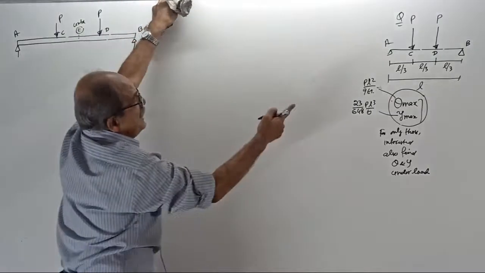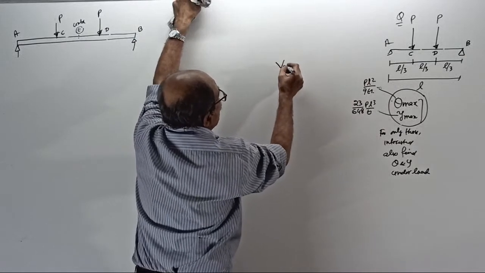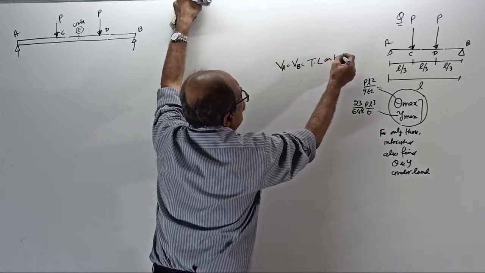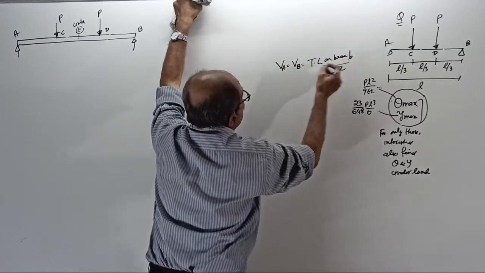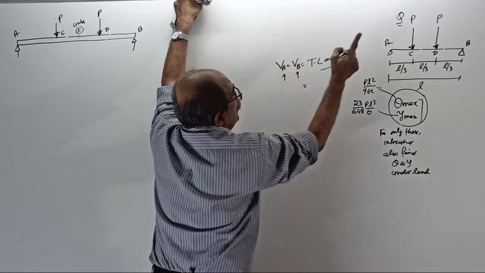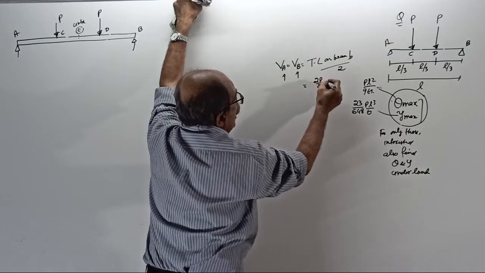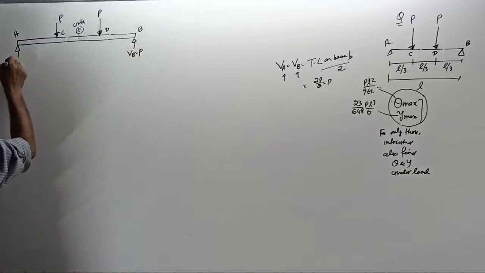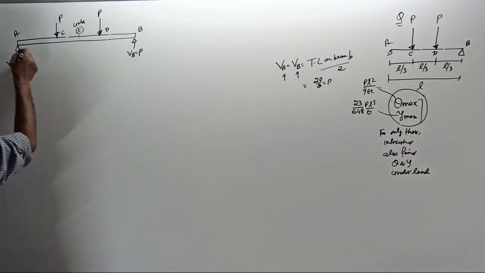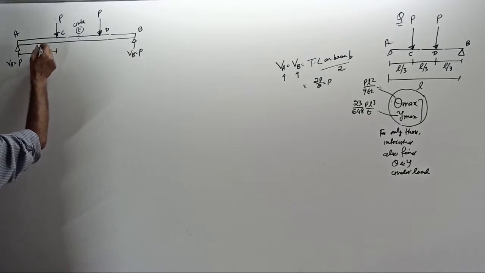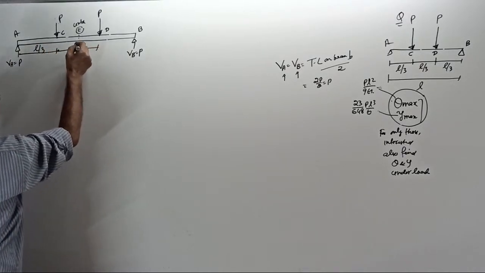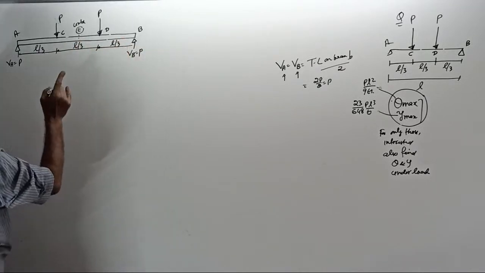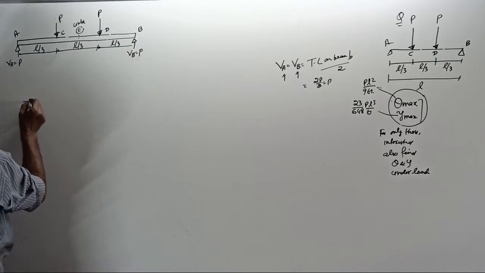Okay, now, due to symmetry, reaction VA equals reaction VB, equal to the total load on the beam in the downward direction divided by 2, which is each reaction upward. P plus P is 2P, by 2 is P. So your reaction VB equals P, VA also equals P. Now the distances: this is L by 3, this also is L by 3, this also is L by 3. You require center later, I will mark later. Draw the bending moment diagram.